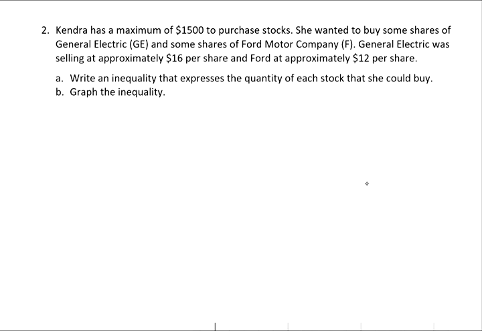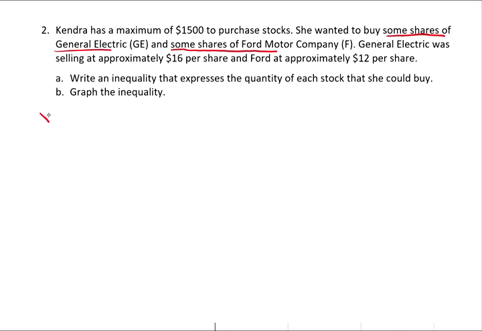Kendra has a maximum of $1,500 to purchase stocks. She wanted to buy some shares of General Electric and some shares of Ford. General Electric was selling at $16 for each share, and Ford for about $12 for each share. So write an inequality that expresses the quantity of each stock that she could buy. Okay, so she's buying some shares of Ford. We don't know how many. And some shares of GE. We don't know how many.